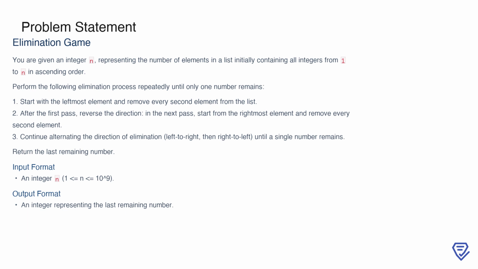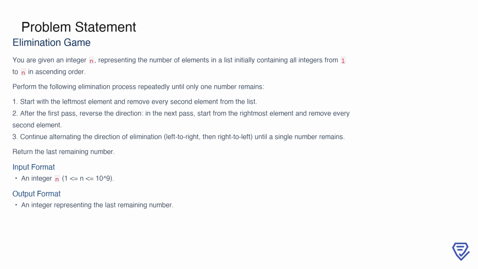list. The list initially contains all integers from 1 to n in ascending order. The challenge is to repeatedly perform an elimination process until only one number remains in the list. The process begins by removing every second element from the list, starting from the leftmost element in the first pass. After completing this pass, the direction of elimination reverses.